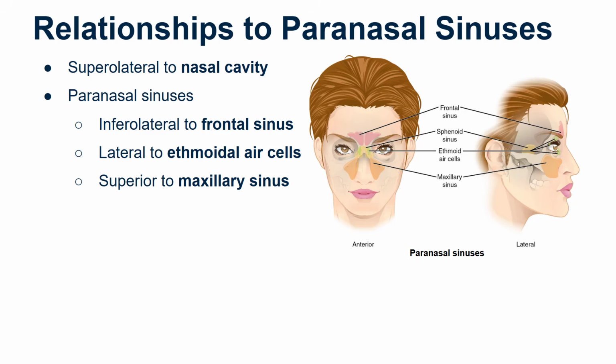Surrounding spaces of bones may also contain or host paranasal sinuses. The paranasal sinuses are spaces or chambers within the bones that surround the nasal cavity. And so as the orbits are superior and lateral to the nasal cavity, they're going to enjoy relationships with these paranasal sinuses. So specifically, the orbits are going to be inferolateral to the frontal sinuses, lateral to the ethmoidal sinuses or air cells, and superior to the maxillary sinuses.